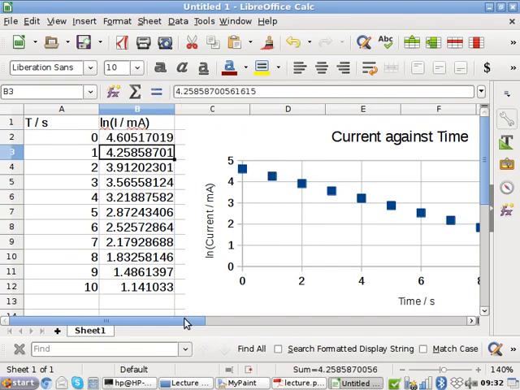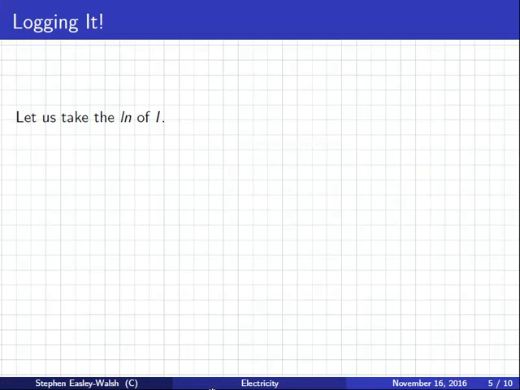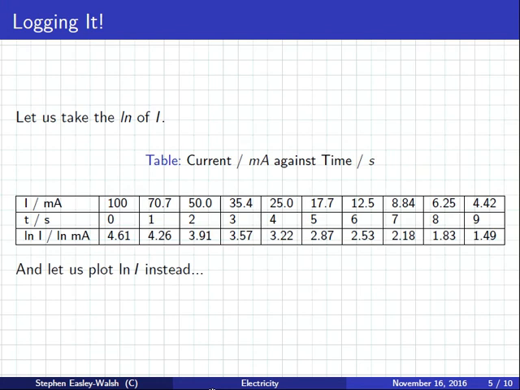Okay. If I was to calculate the log of the current and plot the log, what has happened to my graph? Now it's a straight line. So by plotting log current against time, I get a straight line graph. So, why is it linear? That's what we're going to look at now. Notice how the graph is now linear.